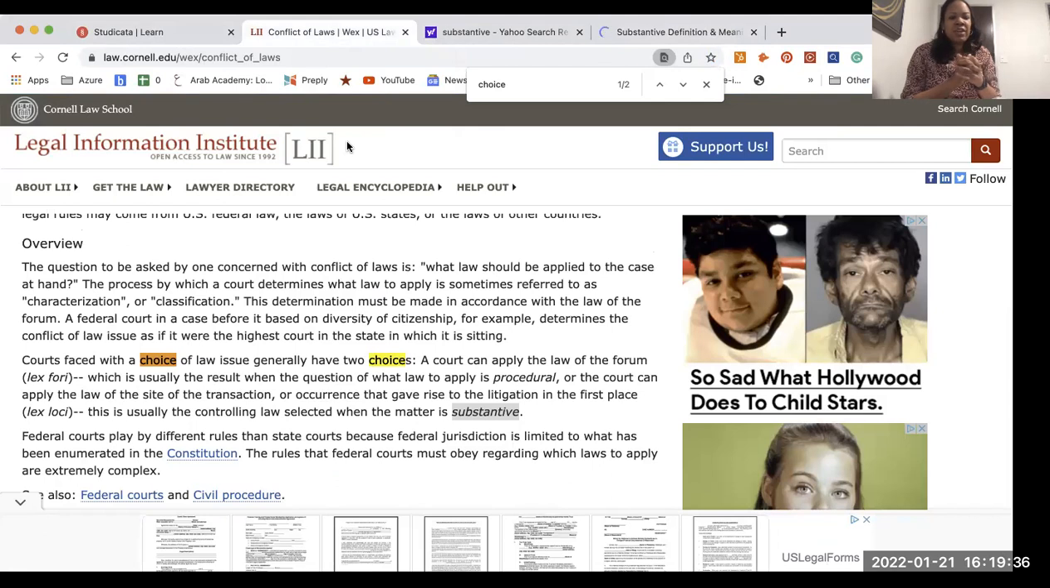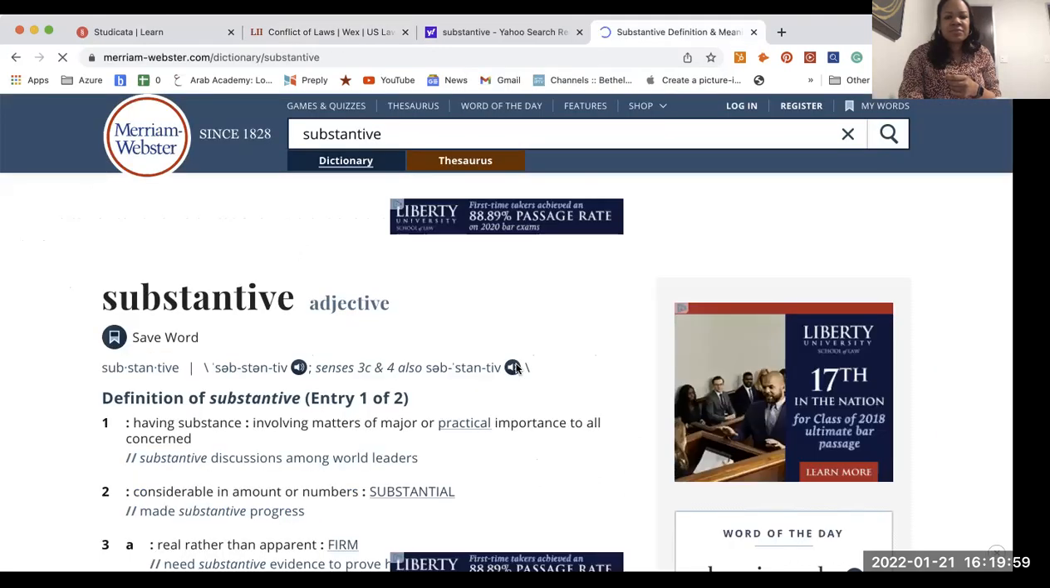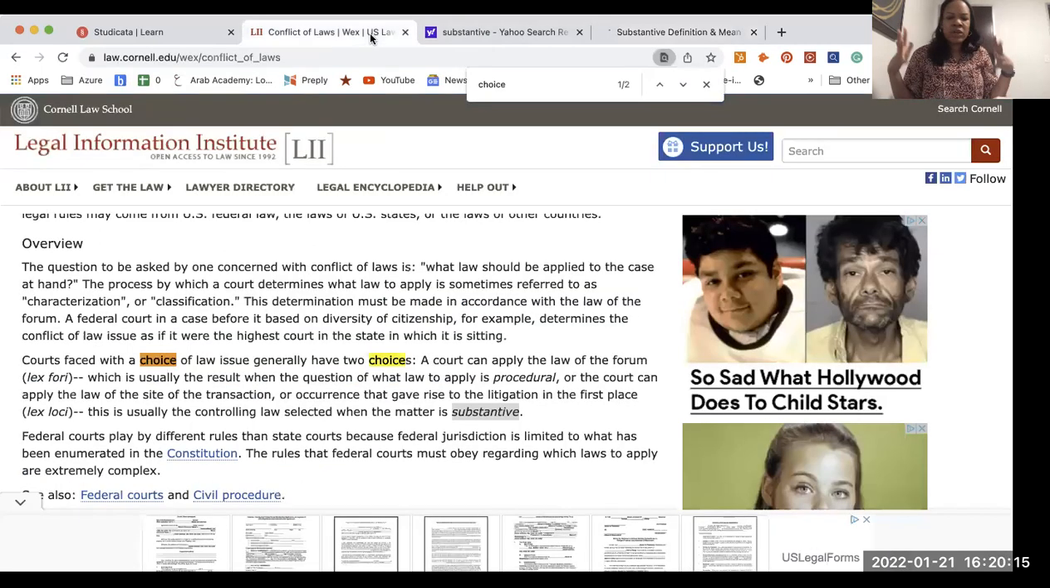Courts faced with the choice of law generally have two choices. The court can apply the law of the forum, which is usually the result when the question of what law to apply is procedural, or the court can apply the law of the site of the transaction or occurrence that gave rise to the litigation in the first place. This is usually the controlling law selected when the matter is substantive. Substantive: having substance, involving matters of major or practical importance to all concerned. So is it the law of the forum, or is it the law where whatever gave rise to the suit? Which one are you going to apply? Federal courts may play by different rules than state courts because federal jurisdiction is limited to what has been enumerated in the Constitution. The rules that federal courts must obey regarding which laws to apply are extremely complex.